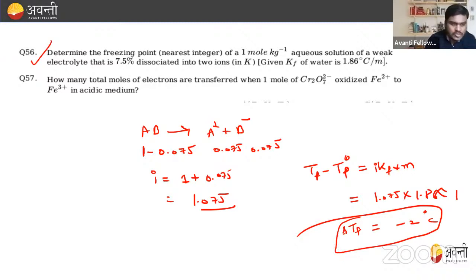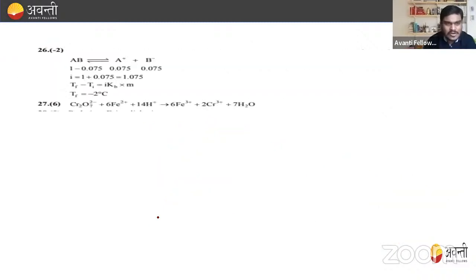Now let's move to the next question, that is 57. How many total moles of electrons are transferred when 1 mole of Cr2O7 2- oxidizes Fe2+ to Fe3+ in acidic medium? So this question is from redox reactions, right? So we know this reaction: when Cr2O7 2- is treated with 6Fe2+ and 14H+, the formation of this takes place, 6, 3.